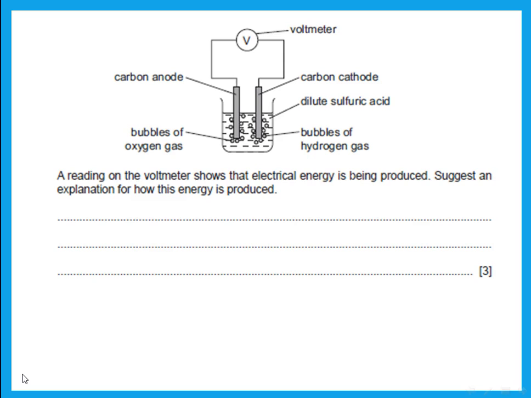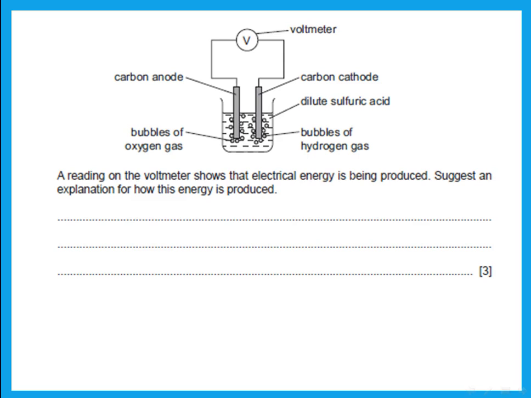Okay, let's try this question. He says we have bubbles of oxygen and bubbles of hydrogen gas. A reading on the voltmeter shows that electric energy is being produced. He wants an explanation for how this energy is produced. So what do you think is happening? At one electrode, I have bubbles of oxygen, and at the other electrode, we have bubbles of hydrogen.